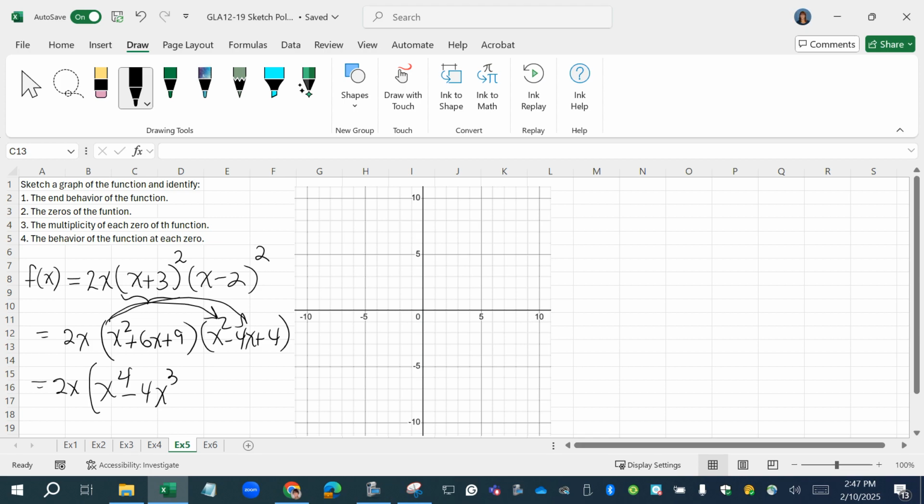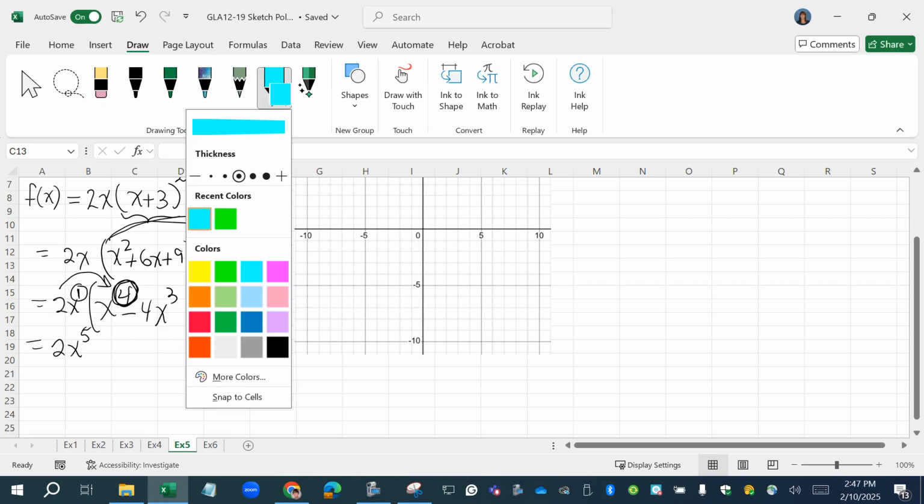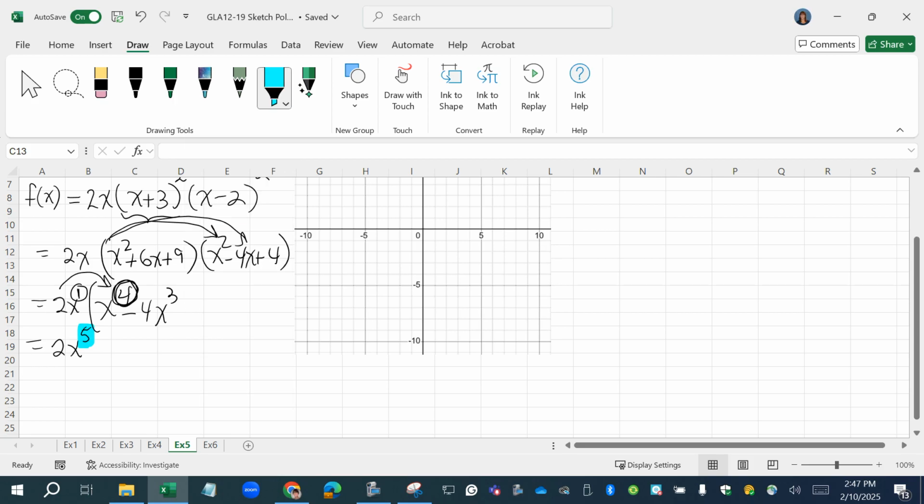And I could continue on in this way, but what I really want to notice is that the highest power on this part of it would be 4, and then I've got one more power of x on the outside. So when I go to simplify that, I would end up with 2x to the power of 5 as my highest power on x, with a lead coefficient that's positive. So again, without doing all the work to expand this out, I could see that I have a degree 5 polynomial, which means it's odd, and that means the ends are going to go opposite.